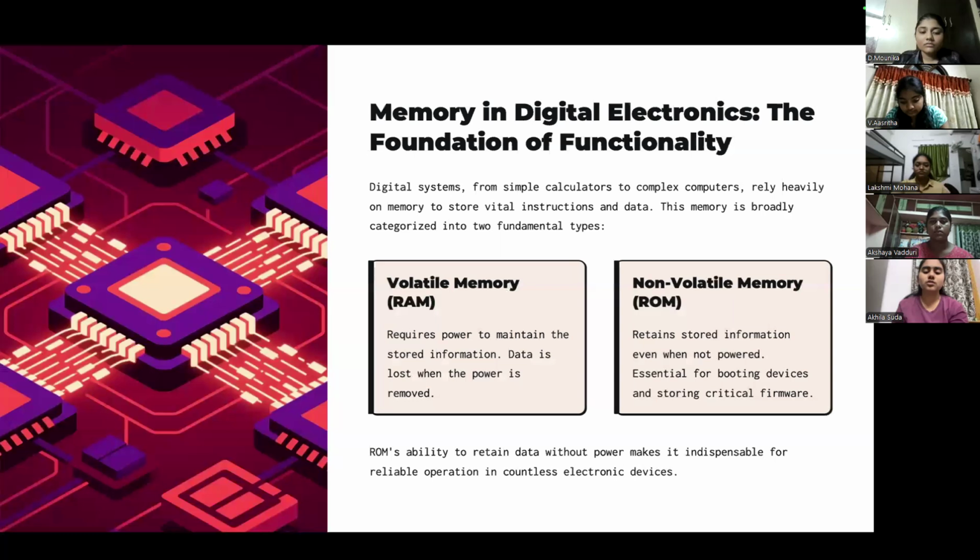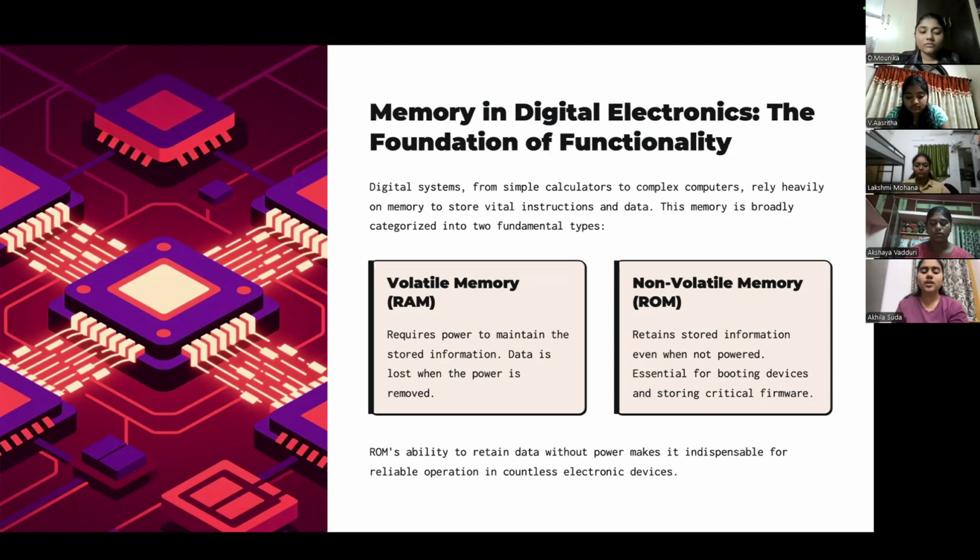ROM is used to store permanent instructions, like the code that helps a computer or mobile phone start up. ROM is very important because it stores programs that should not change, and it is used in many devices such as mobiles, computers, calculators. ROM has two main parts: address lines, used to select a memory location; data lines, used to output the stored value.